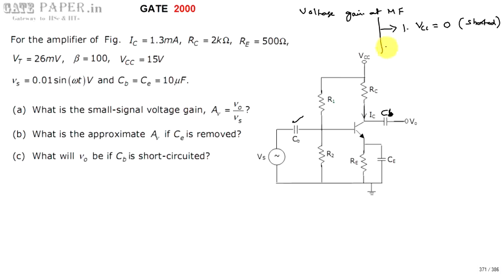Next, the second case is the microfarad capacitors, that is, coupling capacitors like the blocking capacitor, the emitter bypass capacitor, and the collector coupling capacitor, CC or CB, both have the same function. These will be in the microfarad range, and they will act as short circuit at mid frequencies.